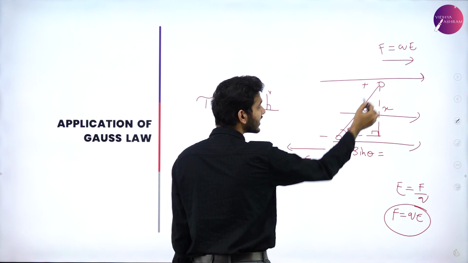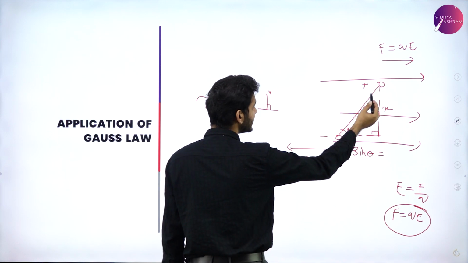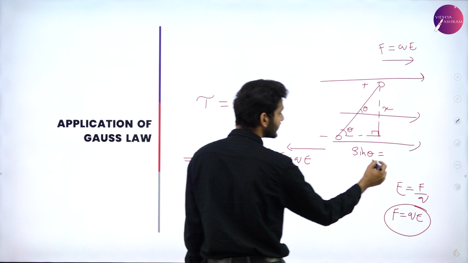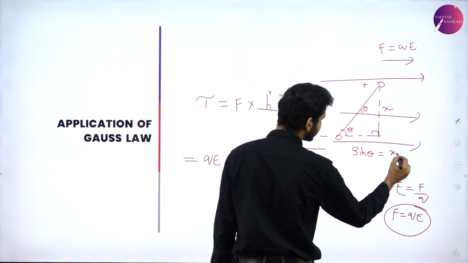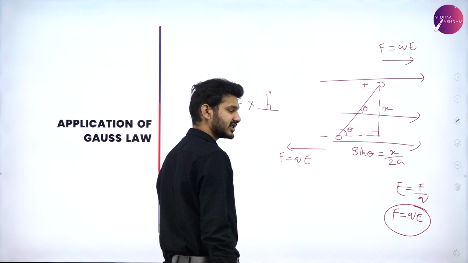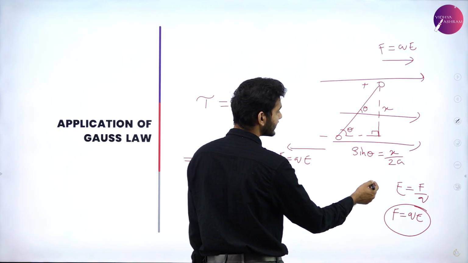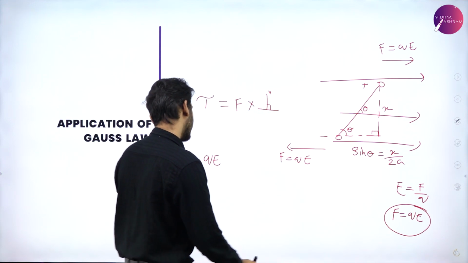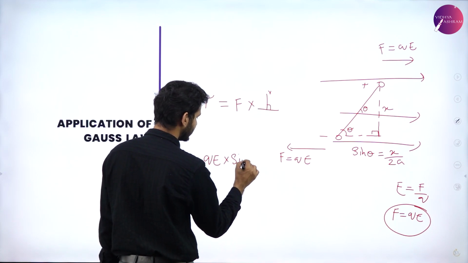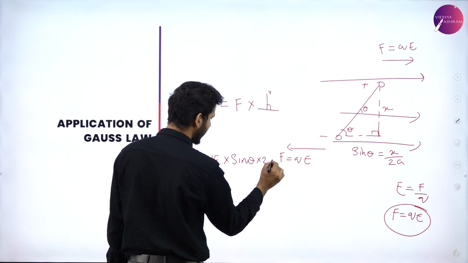opposite side divided by hypotenuse, which means that the hypotenuse is nothing but the length of the dipole, which is 2a, and the unknown side is x. So x by 2a will be equal to sine theta, and sine theta times 2a will be equal to x, and that is the perpendicular arm's distance, which is sine theta times 2a.